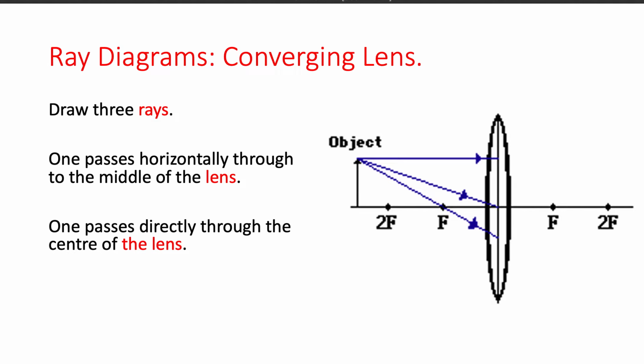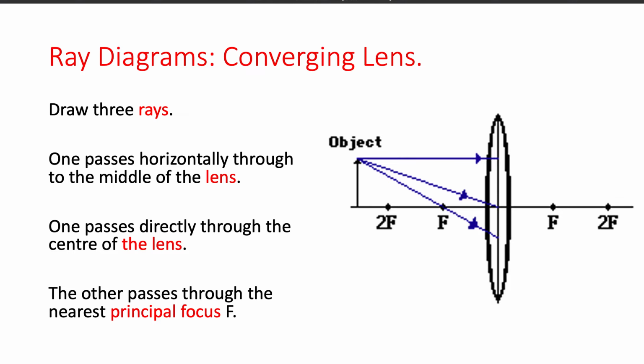One of them passes directly through to the center of the lens, and the other one passes through the nearest principal focus, F. So you'll notice that we've got 3 lines. I've stopped drawing them all at that center point of the lens, because at that point refraction is going to happen, and that's where we're going to see the effect of refraction on each of these rays.